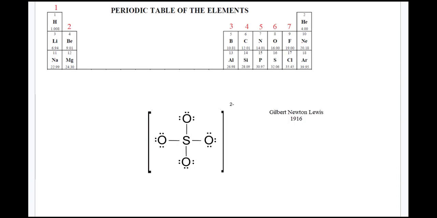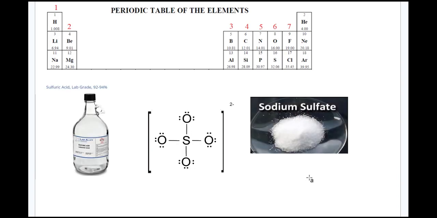Well, here we've got a sulfate polyatomic ion. The sulfate's a pretty common ion. You'll find it in sulfuric acid, sodium sulfate. It's one that you really should end up knowing. And I've drawn a Lewis dot structure here for it.